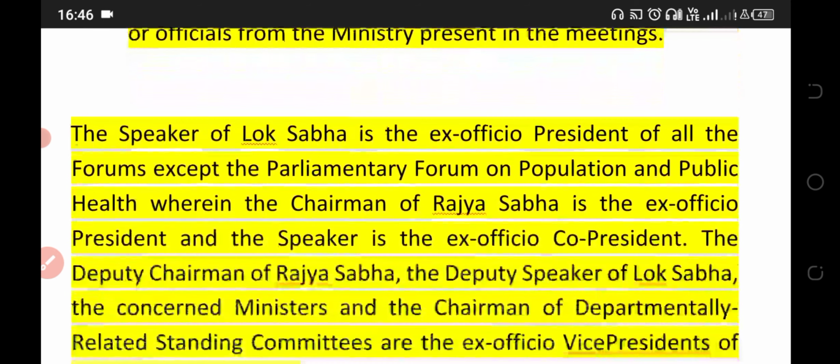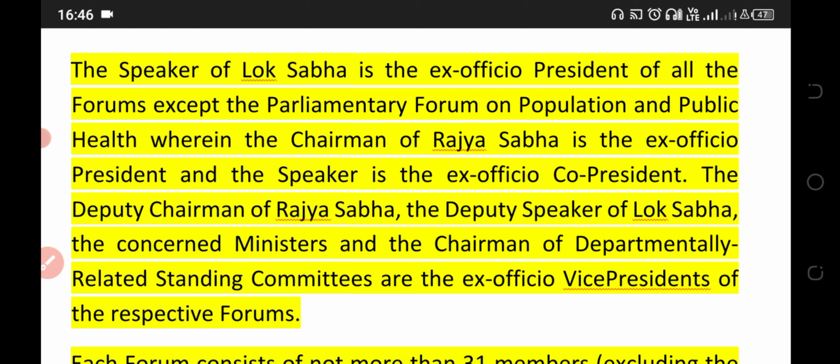The Speaker of the Lok Sabha is the ex officio president of all the forums except the parliamentary forum on population and public health, wherein the Chairman of Rajya Sabha is ex officio president. You remember about that? In the parliamentary forum on population and public health, the Chairman of the Rajya Sabha is the ex officio president and the Speaker is the ex officio co-president.